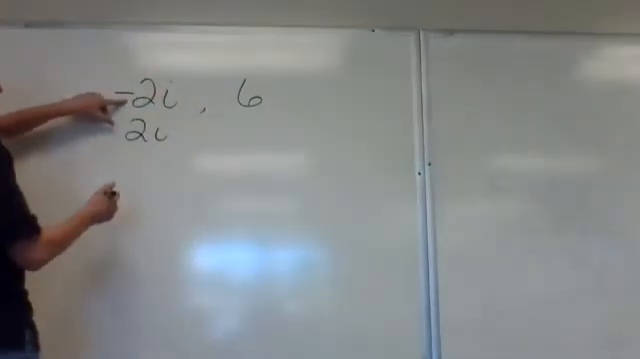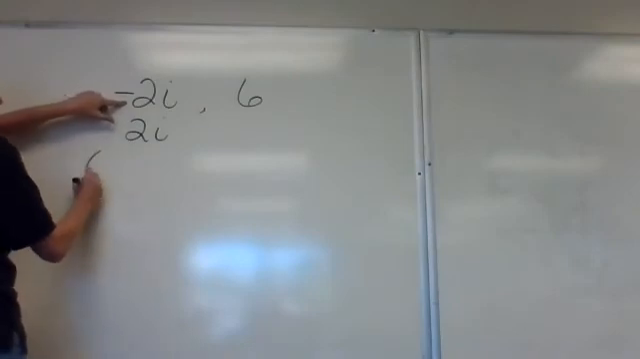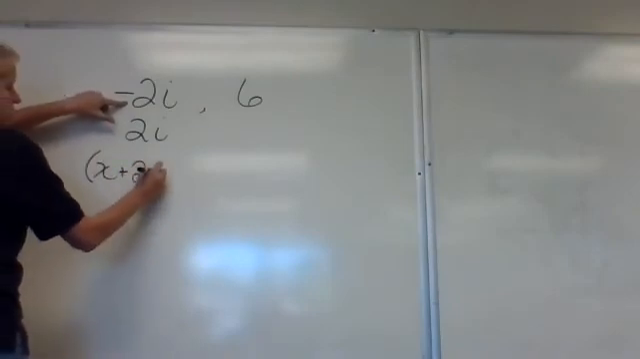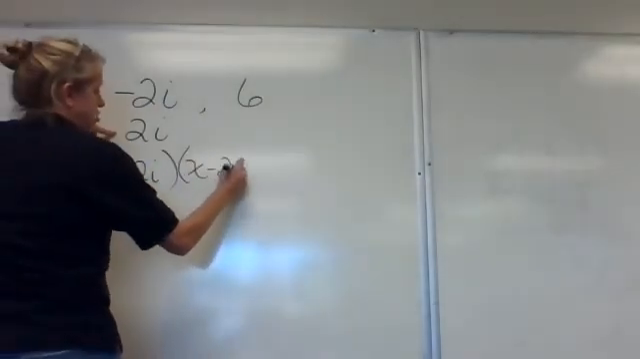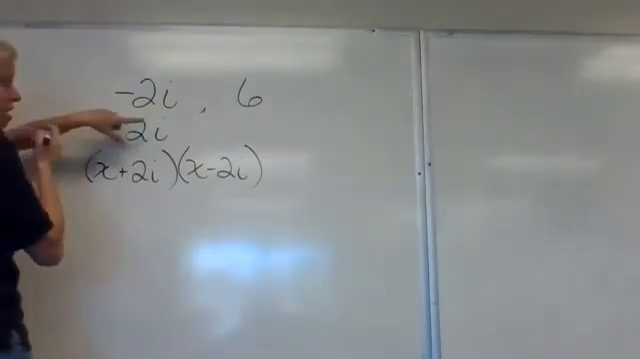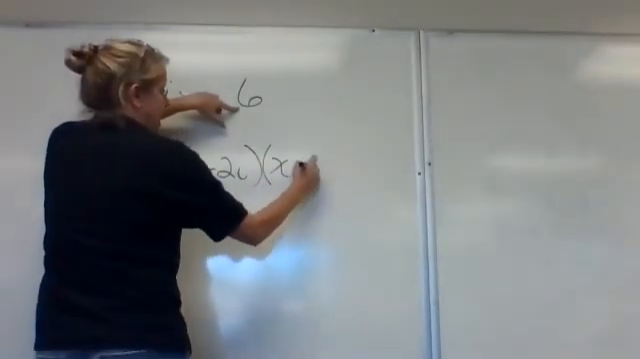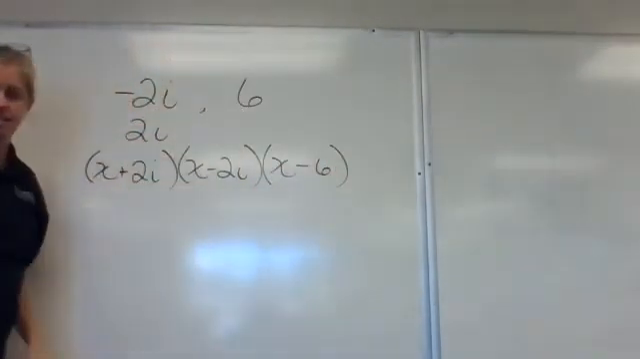So let's see, what are these? Where do these come from? If this is the 0, it came from x + 2i. This one came from x - 2i. And this one would come from x - 6.